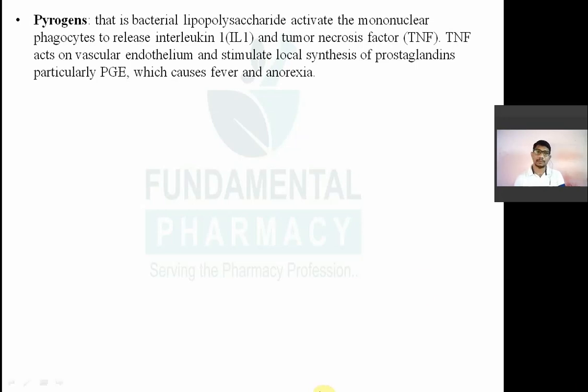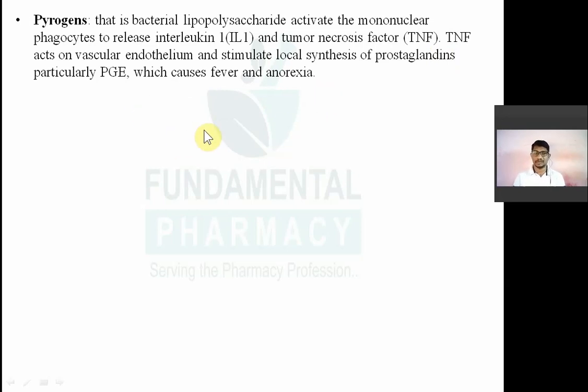What happens is that when a bacterial pyrogen comes into your body, your body's defense mechanism, like your phagocytic cells and other cells, release chemicals like interleukin 1 and tumor necrosis factor. Now these two chemicals act on the endothelium of your blood vessel to produce prostaglandin, which is responsible for the pain and inflammation as well as your pyrexia, which causes fever and anorexia.